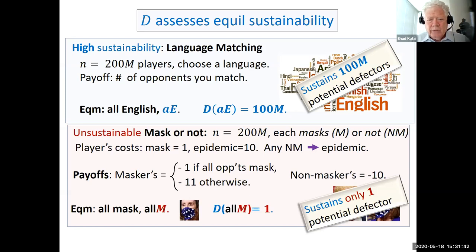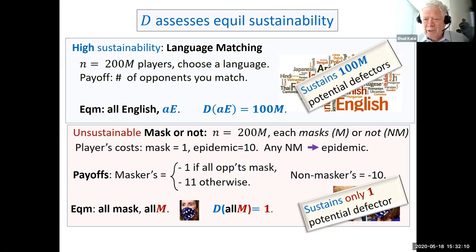So let's look at the equilibrium that everybody masks. Why is it an equilibrium? Everybody masks because if everybody masks but me, if I mask, I pay minus 1. If I don't mask, it will be minus 10. So if everybody else masks, it pays me to mask. So it's an equilibrium for every player to mask if everybody else masks.